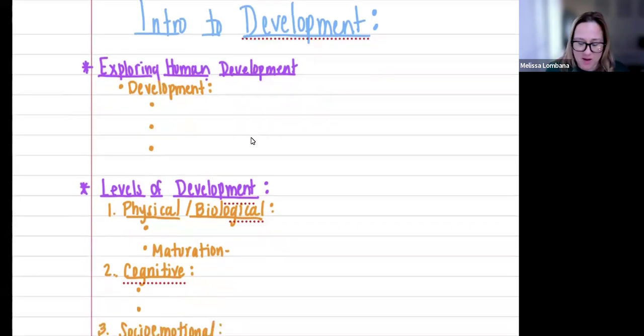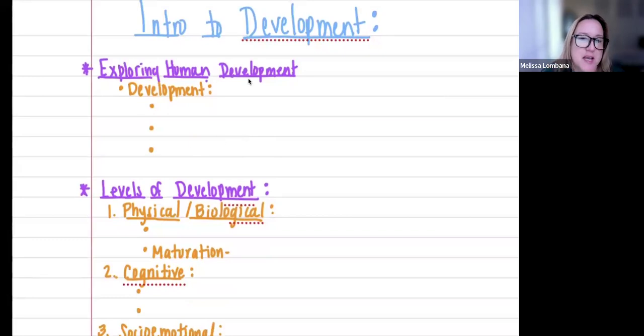So, first little subtopic I want you to write is going to be exploring human development. And what exactly is that? So, first of all, what is development? And so, development is the pattern of continuity and change in human capabilities. Okay, it's kind of like the study of finding the patterns of how things that stay the same, that's the continuity, and then the changes that also occur as humans.